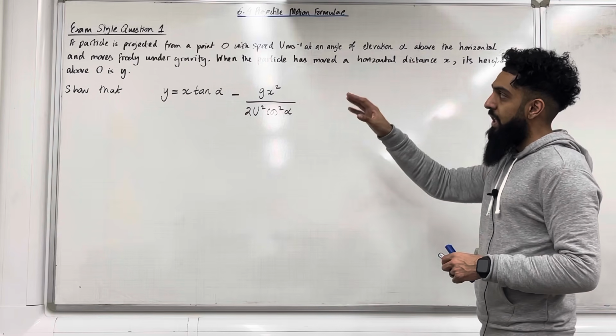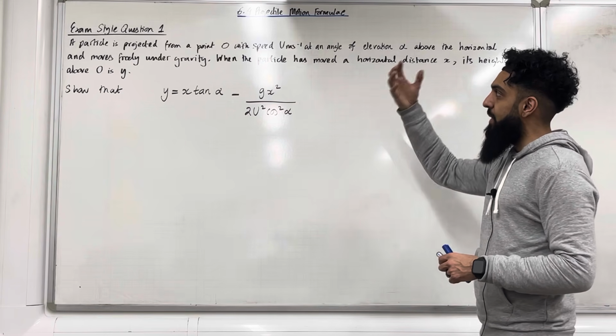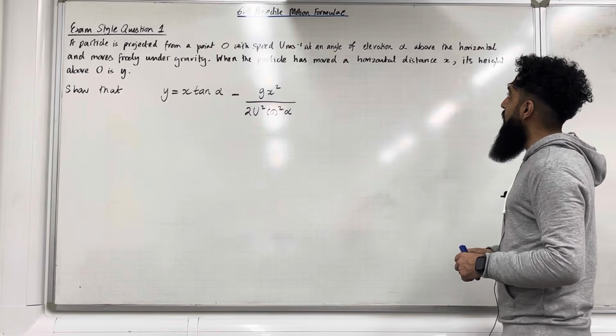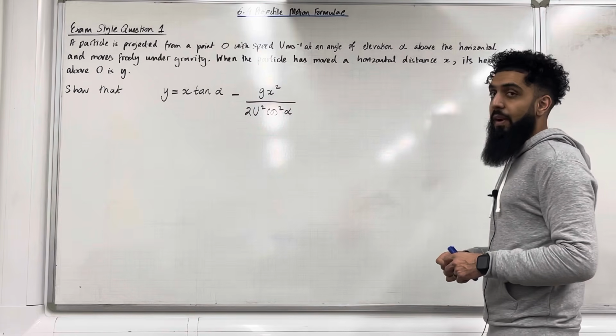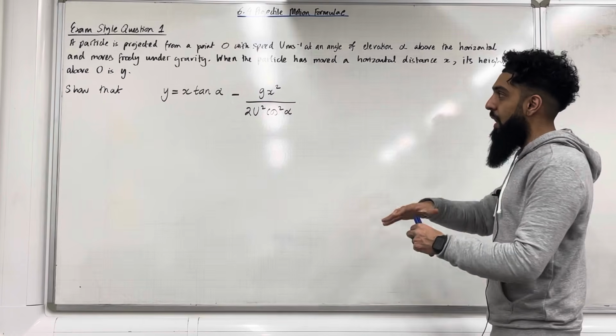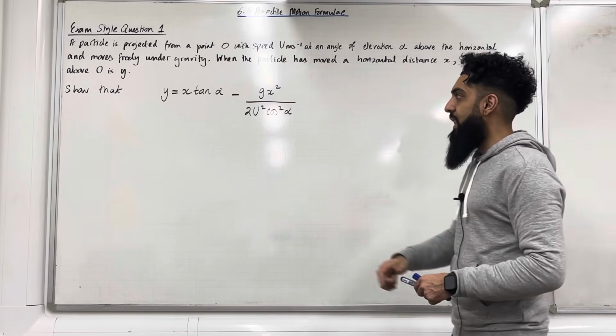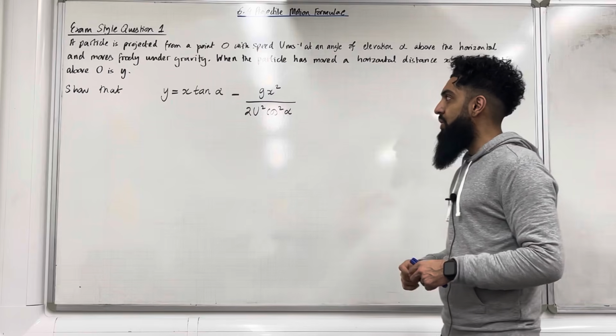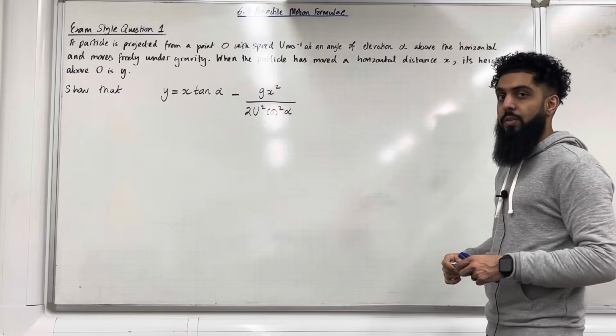A particle is projected from a point O with speed u meters per second at an angle of elevation alpha above the horizontal and moves freely under gravity. When the particle has moved a horizontal distance x, its height above O is y. Show that y is given by x tan alpha minus gx squared all over 2u squared cos squared alpha.